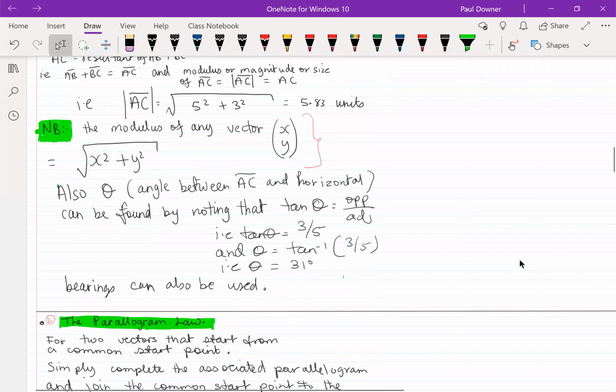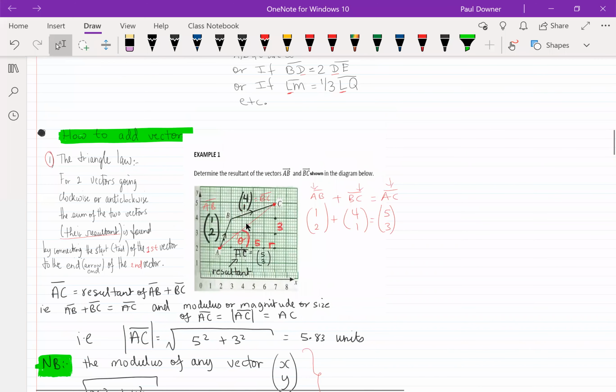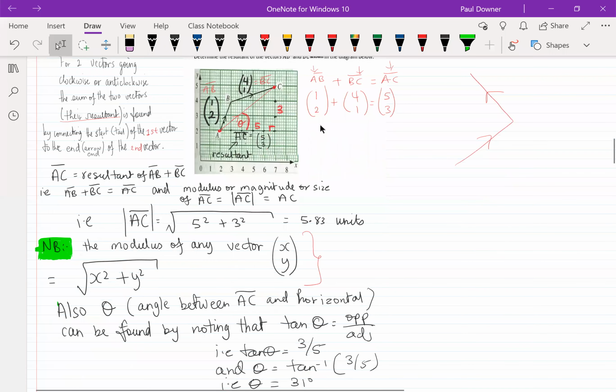Okay, so let's summarize. When you have vectors, you can add them together using 2 methods. The first method we learned is the triangle law, and that is used when both vectors are going clockwise like this one, or anti-clockwise. For example, one going like this. If we look at their path, we could say that this would be going anti-clockwise, whereas this is going clockwise. Good. And in order to add them together, we could do it directly like this, or we can use a diagram like this. You get the answer in component form, like 5, 3 in this case.